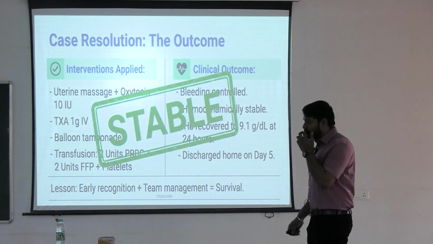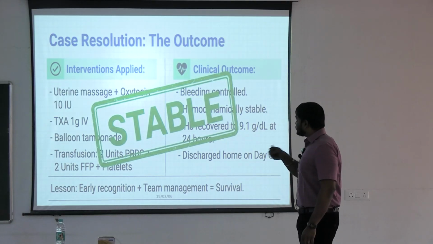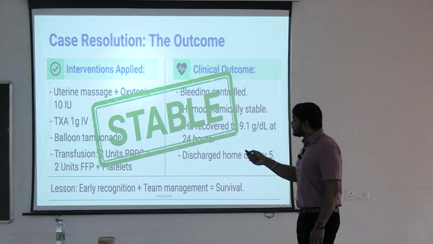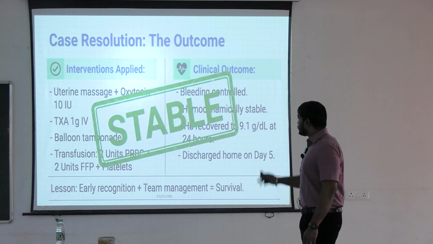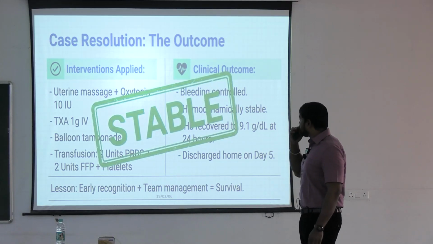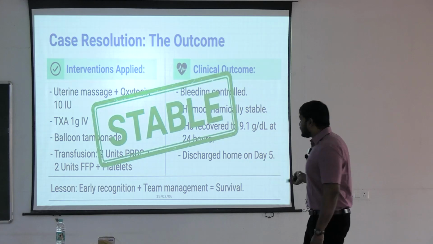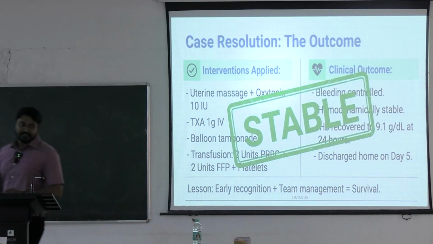So according to the E-MOTIVE, B-MOTIVE strategy, for that case we would have given uterine massage, oxytocin, tranexamic acid and we would have transfused PRBC and 2 units FFP and platelets. So the outcome would be that the bleeding would have been controlled, hemodynamically the patient is stable and we can discharge her after 5 days.